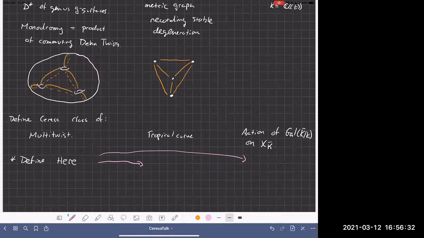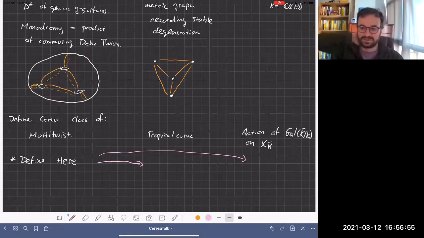In principle, there's a whole class of degenerations of a curve, and then there's some other class of Dehn twists that I can do. Are there roughly the same number of those? Do they match up? Is every Dehn twist, is every multi-twist coming from some degeneration?